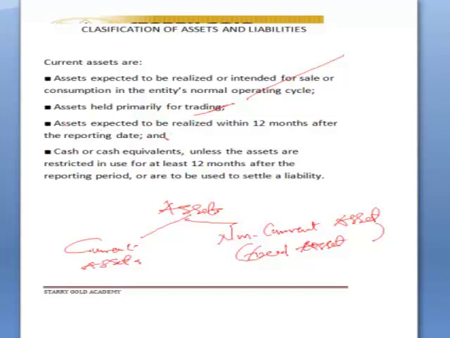Another feature: an asset expected to be realized within 12 months after the reporting date. An asset that is recoverable or realizable within one year is tagged as a current asset. For instance, your prepayment is part of it. The receivables, which we normally call debtors, are part of it. They are recoverable and realizable within 12 months after the reporting date.